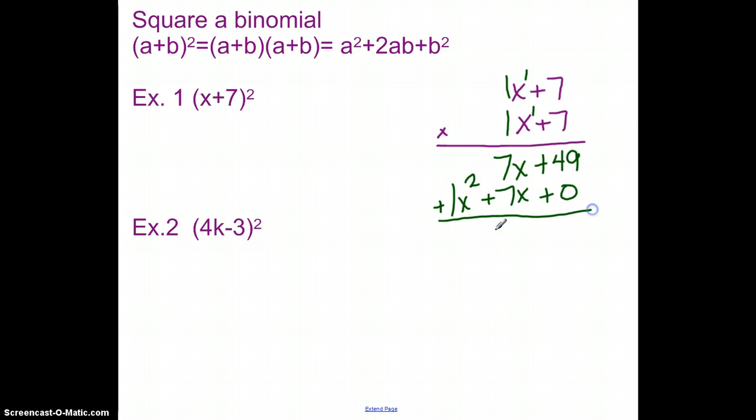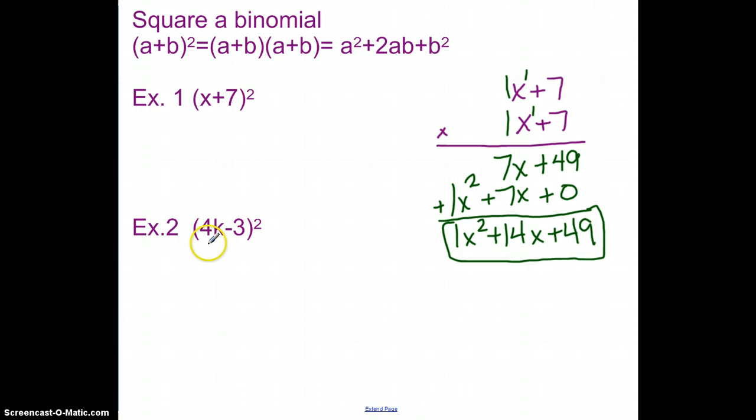And then I'm going to total these. So 1x squared plus 14x plus 49. Now let's talk about the pattern here. This 1x squared comes from squaring these two. Squaring these two gives you the 49. And then multiplying those together was 1x times 7, and that got doubled here to give you 14. So again, we're just talking about pattern.